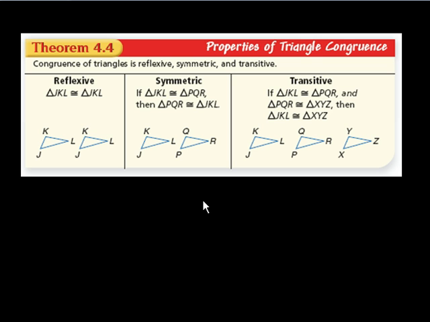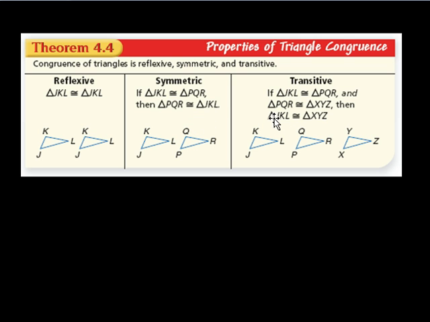Here are some properties of triangle congruence. It says congruence of triangles is reflexive, symmetric, and transitive. Reflexive means that the same triangle is congruent to itself. That is the reflexive property. Symmetric: if I have triangle JKL and a triangle PQR, and I know that they are congruent, then I can flip them around and say PQR is congruent to JKL. That's the symmetric property. It just reverses the order in which you say something is equal or congruent.